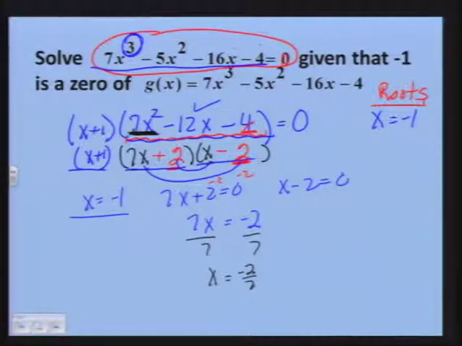So let's list it up here. x equals negative 2/7. And then on the next one, if I add 2 to both sides, I get x equals 2. So that's another root, x equals 2. With an x to the third power up here, I expect 3 roots, and they all happen to be real. So there are our real roots for this equation.